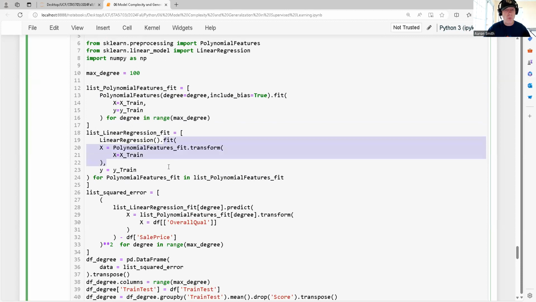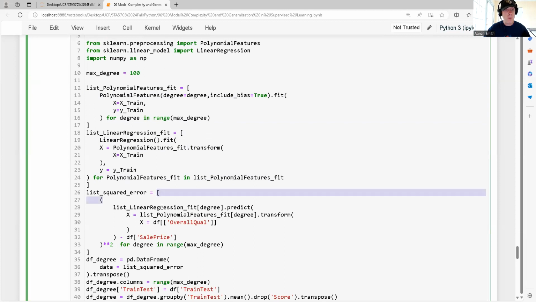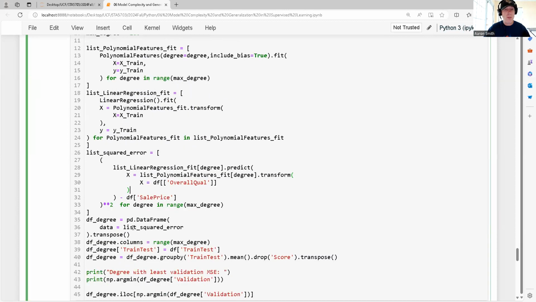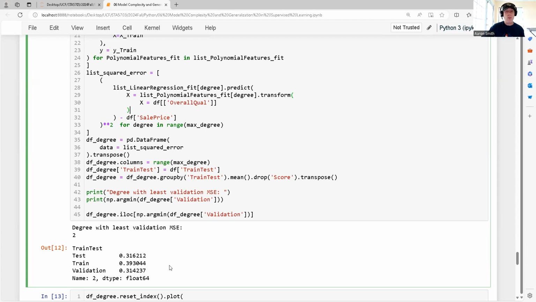I'm fitting and transforming in this for loop. Then I am taking the squared error of it, and using that to figure out the optimal mean squared error that I can produce. Here I'm going off of validation. I'm finding where I have the minimum mean squared error for validation, and we can see that was degree 2.